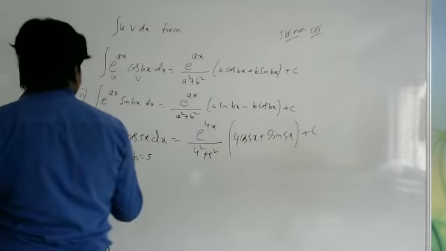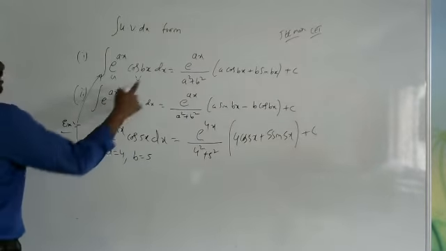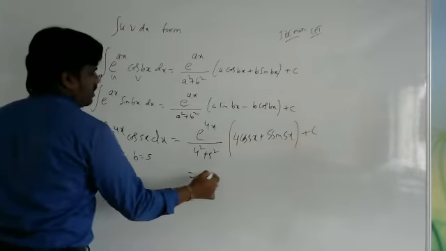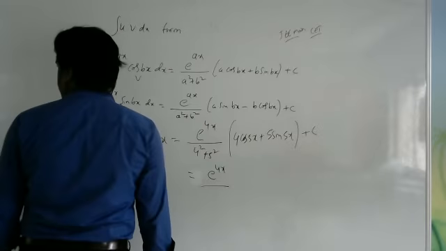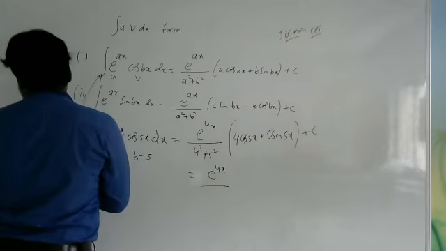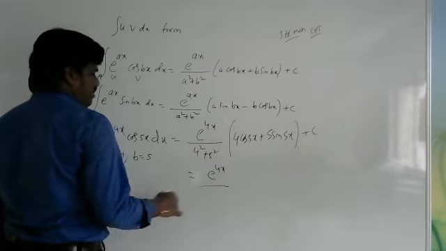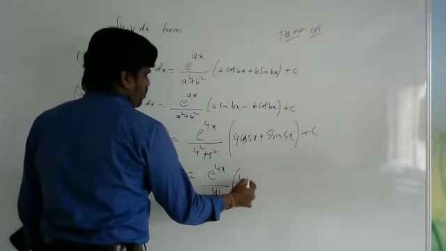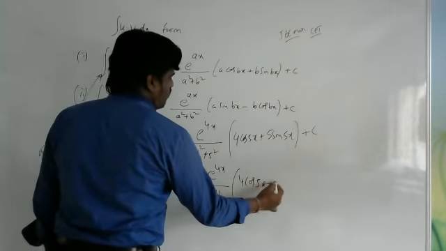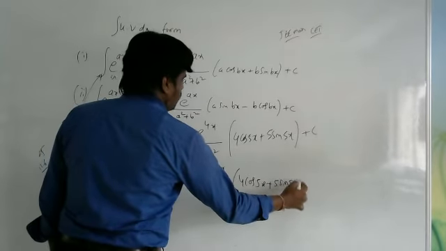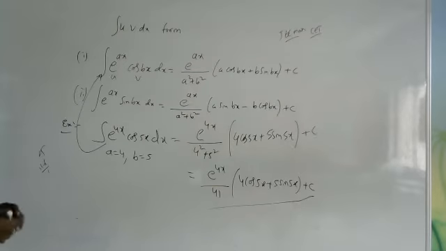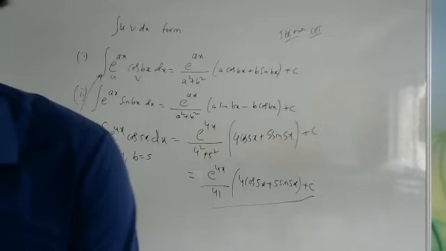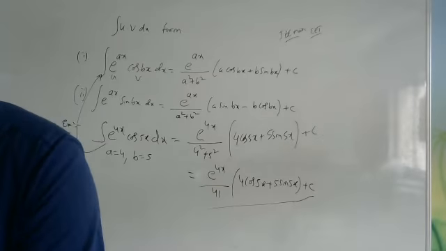You just substitute here. Okay, substitute in this. So you are going to get what here? E to the power of 4x upon 5 square 25 and 4 square 16. 25 plus 16, that is equal to 41. So e to the power of 4x upon 41, 4 cos 5x plus 5 sin 5x plus c is the answer. So whenever you have integration of e to the power of ax cos bx dx, we have to solve like this. Understood? Copy.